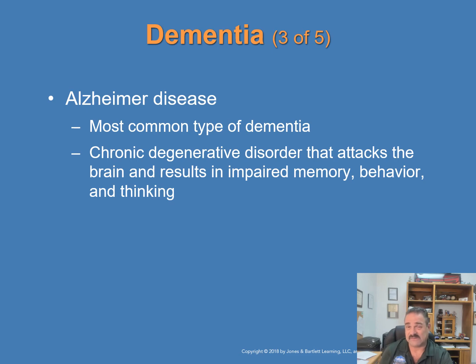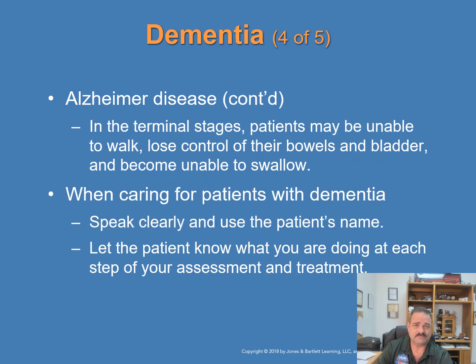Alzheimer's disease is a chronic degenerative disorder that attacks the brain and results in impaired memory, behavior, and also thinking. Patients may experience mood swings and feelings that people are plotting against them. That's very common. Patients also may wander at night or have an increased risk of falls. In the terminal stages, patients may be unable to walk, lose control of the bowels and bladder, and become unable to swallow.